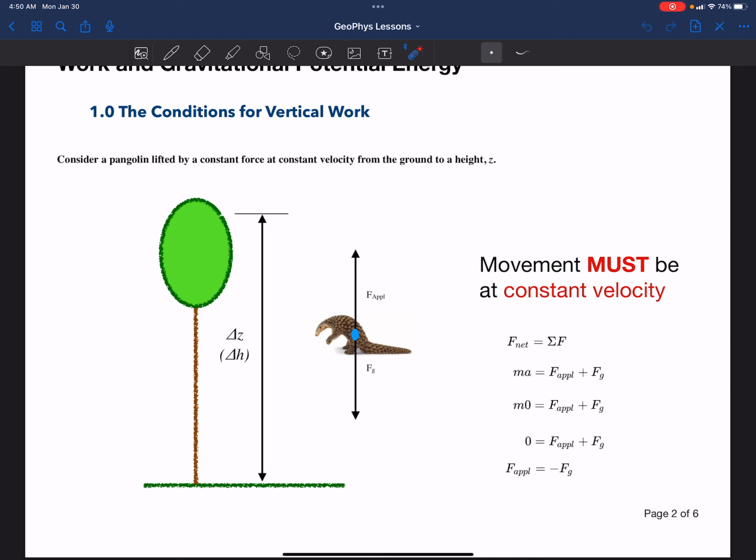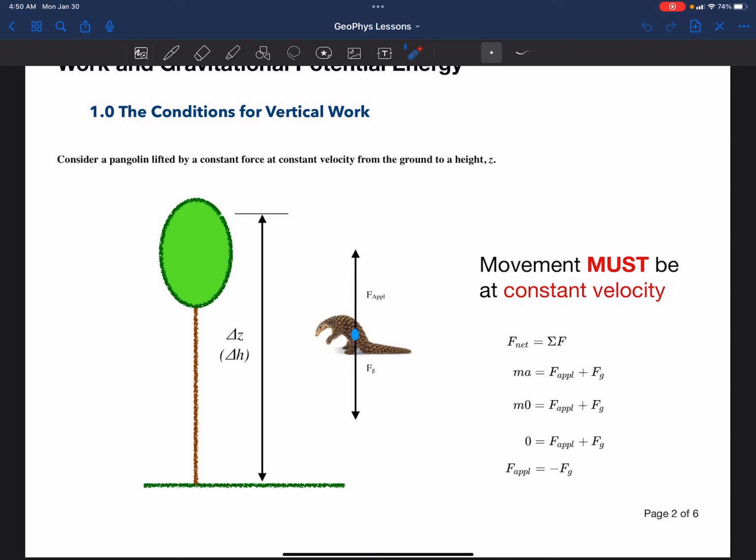So our scenario we are looking at here is we have the ground, and we have a tree, and we have vertical height, which we could consider the z dimension. Vertical is z, or we could talk about it as being a change in height. So if we have this pangolin who is on the ground and we are in the process of lifting it upward, doing work vertically, we want to examine the forces. And the forces we have are the force of gravity downward and the applied force.